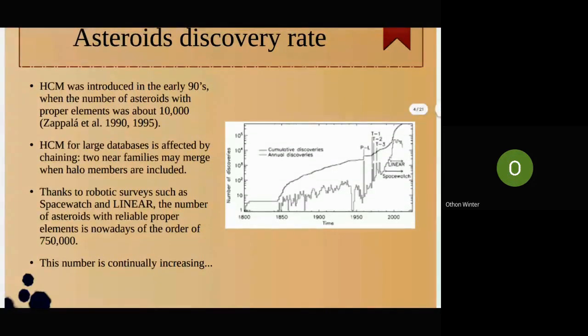And this is a problem because if you have two asteroid families that are nearby, they may merge when you consider also the halo. So the HCM may have problems in distinguishing between families that are nearby. There are methods to resolve these issues. For instance, some were introduced by Andrea Milani in one of his last papers, but these are not simple and they are computationally demanding.